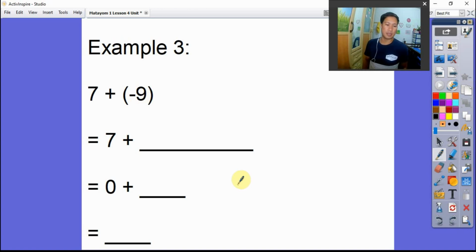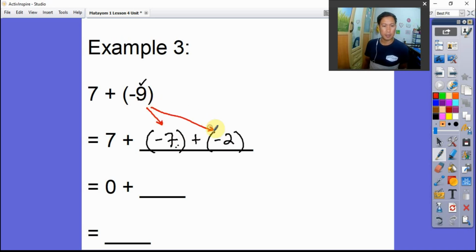Example number 3. 7 plus negative 9. If you look at the larger number here, it should be 9, not negative 9. Just look at 9, no negative. Now, we need to change this negative 9 into the opposite of 7. Of course, the opposite of 7 is negative 7. Now, we need to add negative 2 to negative 7, so this will become negative 9. So negative 9 is the same as negative 7 plus negative 2.